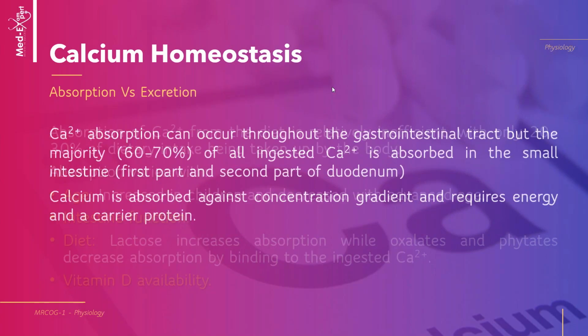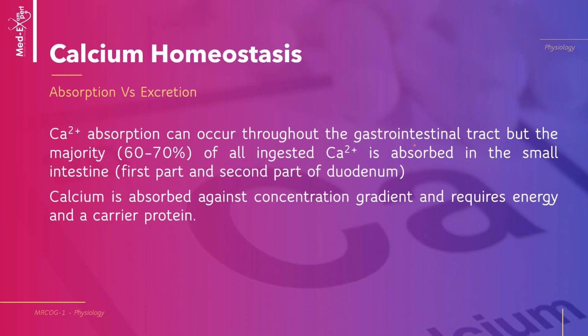Calcium absorption can occur throughout the GIT, but the majority of calcium is absorbed in the small intestine, especially in the first part and the second part of the duodenum. So 60 to 70% of all ingested calcium will be absorbed in the small intestine, mainly the first and the second part of the duodenum.